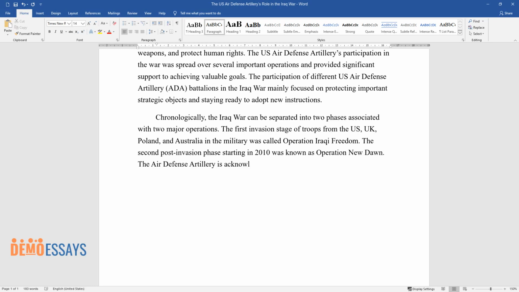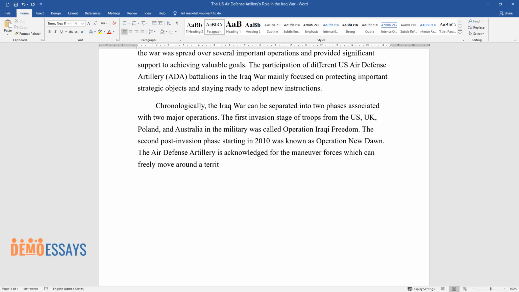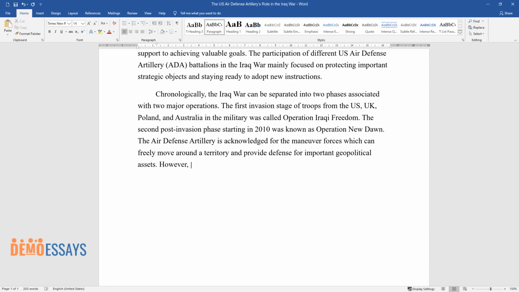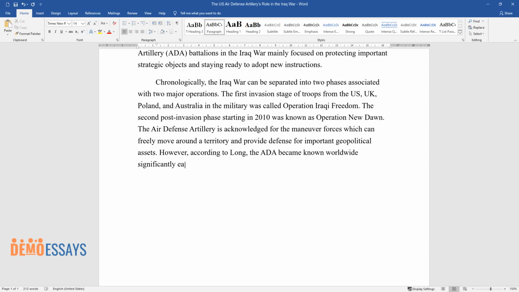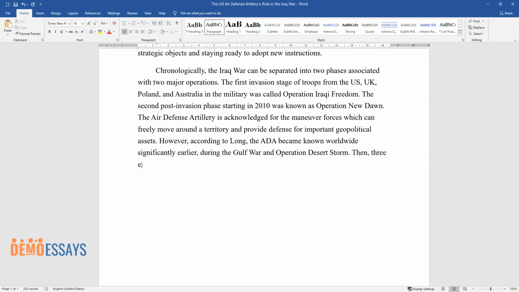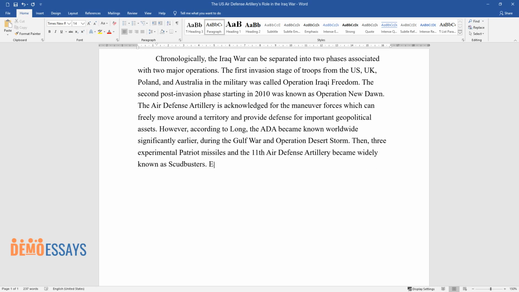The Air Defense Artillery is acknowledged for the maneuver forces which can freely move around a territory and provide defense for important geopolitical assets. However, according to Long, the ADA became known worldwide significantly earlier, during the Gulf War and Operation Desert Storm. Then, 3 experimental Patriot missiles and the 11th Air Defense Artillery became widely known as Scudbusters.